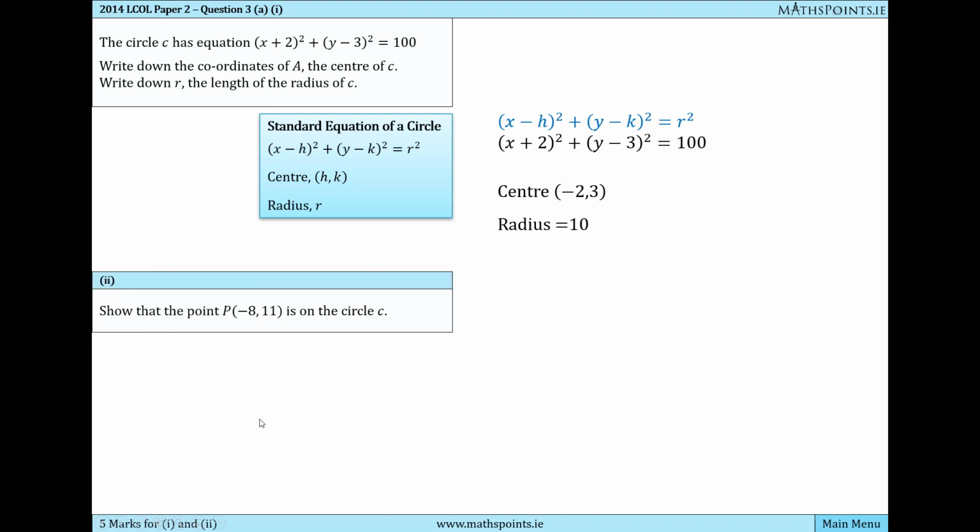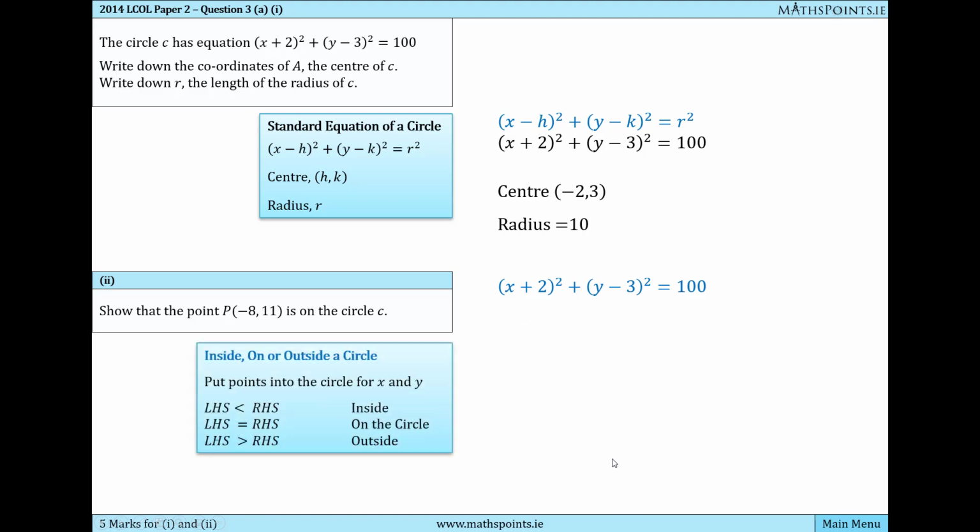So the second part of the question asks us to show that the point P (−8, 11) is on our circle, (x + 2)² + (y − 3)² = 100. Any point is either outside of the circle, on the circle, or inside of the circle. And to find out which, we're going to sub in −8, 11 for x and y into our equation. If the left-hand side is less than 100, the point is inside the circle. If the left-hand side is equal to 100, it's on the circle. And if the left-hand side is greater than 100, it's outside the circle.